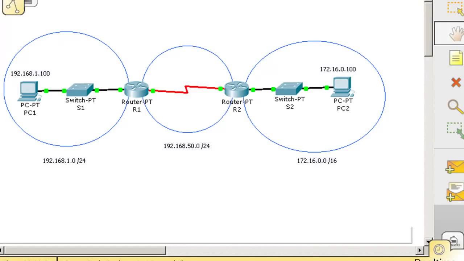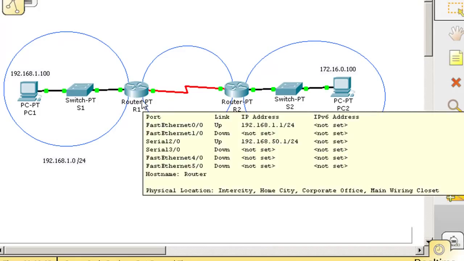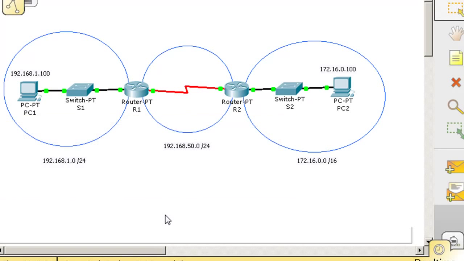Okay, this tutorial demonstration emulates what we did yesterday in the networking lab. What we did yesterday is we took two routers and connected them together on serial connections. Right now I've made this the 50 network in between these two routers. So this router is 50.1 and this router is 50.2. So we connected two routers together serially.